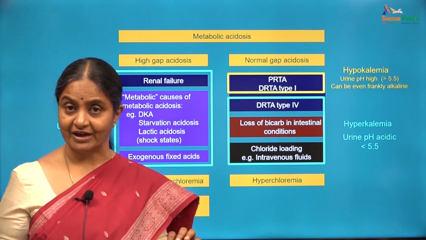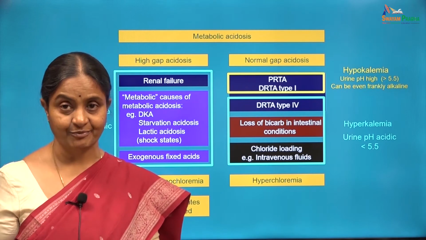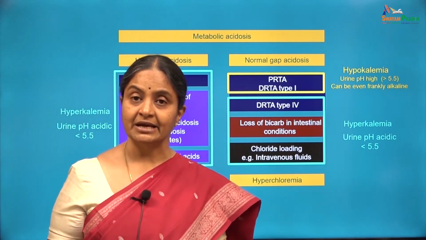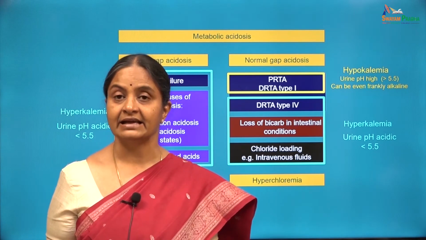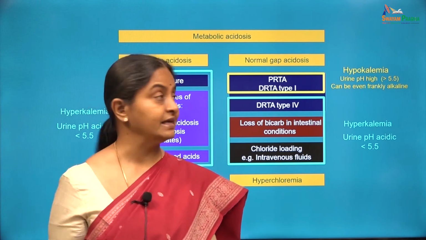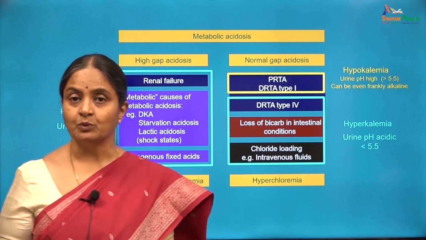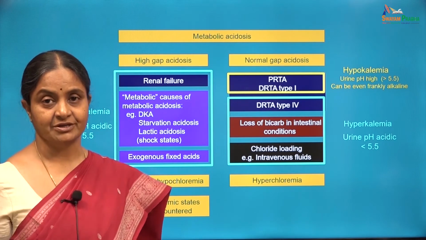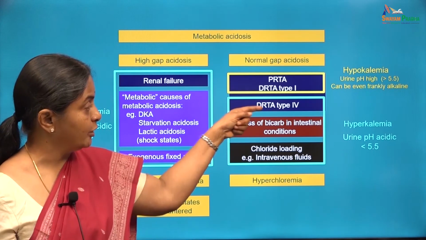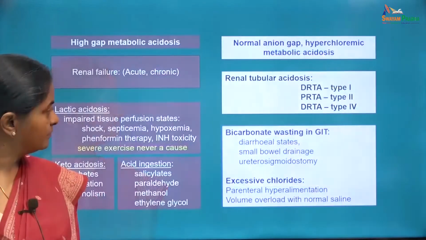Normally it is 5.5. In you and me, in the normal state, urine pH is less than 5.5. But in these two states alone, it can be higher and sometimes even frankly alkaline, as high as 7.4 or even 8. Urine can be frankly alkaline in these two states. The molecular mechanisms we will see in the next lecture, where we consider these two types of acidosis along with the other distal renal tubular acidosis in greater detail.